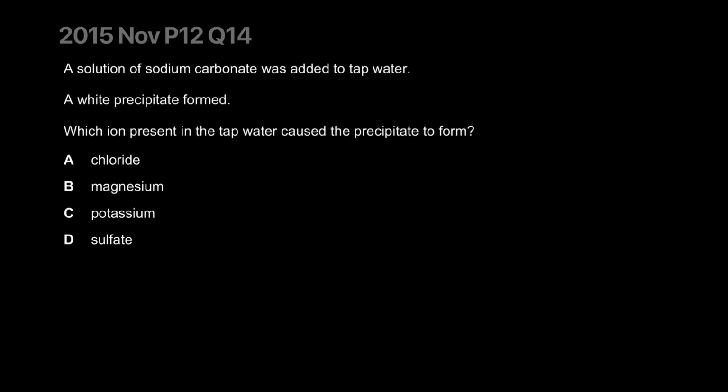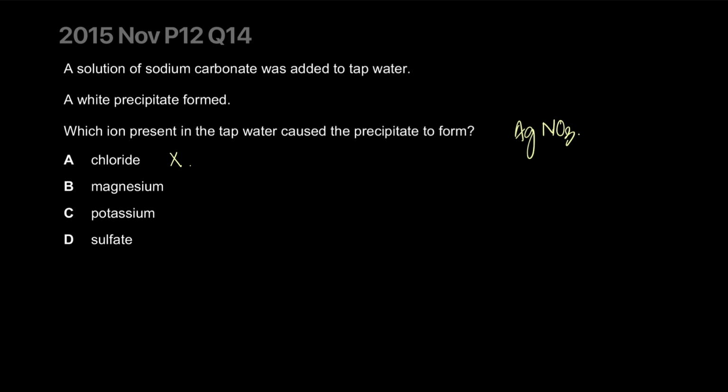This question isn't really in the syllabus anymore, but we'll do it anyway. A solution of sodium carbonate was added to tap water. A white precipitate is formed. Which ion is present in the tap water caused by precipitation? The reason I'm doing this question is a lot of people would have picked chloride, and that would be true if you had also followed it up by adding silver nitrate, because it's the silver nitrate that produces the precipitate, and there's no silver over here, so this precipitate will not form. So chloride is absolutely wrong.